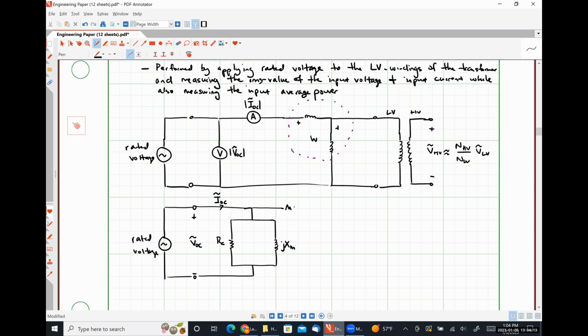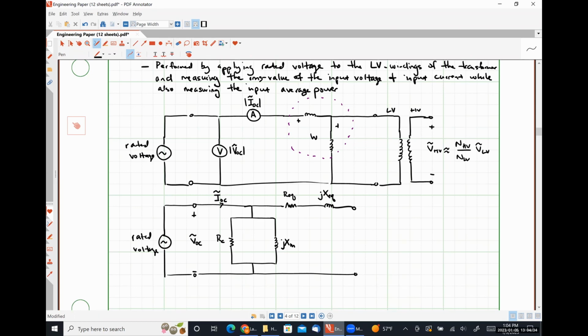And then over here, we're going to have some equivalent resistance, some equivalent reactance, jXeq. And then our high voltage side is open circuited.